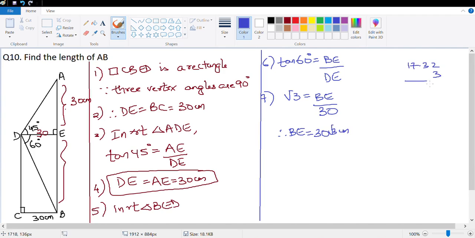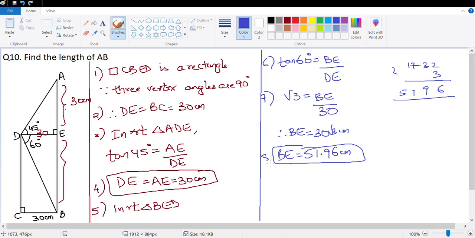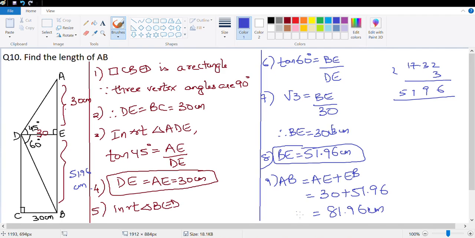1.732 multiplied with 30, that's 51.96. So BE is equal to 51.96 centimeter. Next, we need to calculate AB. So AB is equal to AE plus EB, which is 30 plus 51.96, equal to 81.96 centimeter. Done. They wanted us to calculate AB. We've done that. Let's look at the next question.